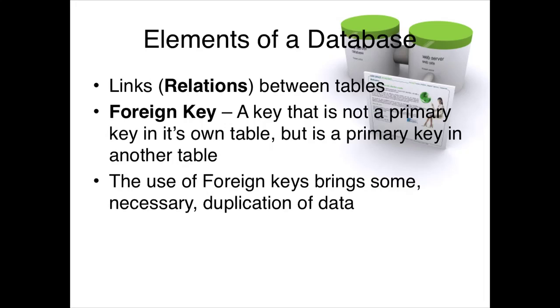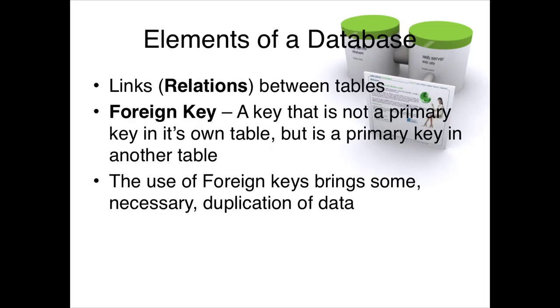In a database system, you need to have links or relations between tables. This is where you can link bits of information to other bits of information. For example, you might have an address table and a telephone table, and you link the address to the telephone for the house number. These tables that involve links require something called a foreign key. This is a key that's a primary key in one table being used to link to another table.